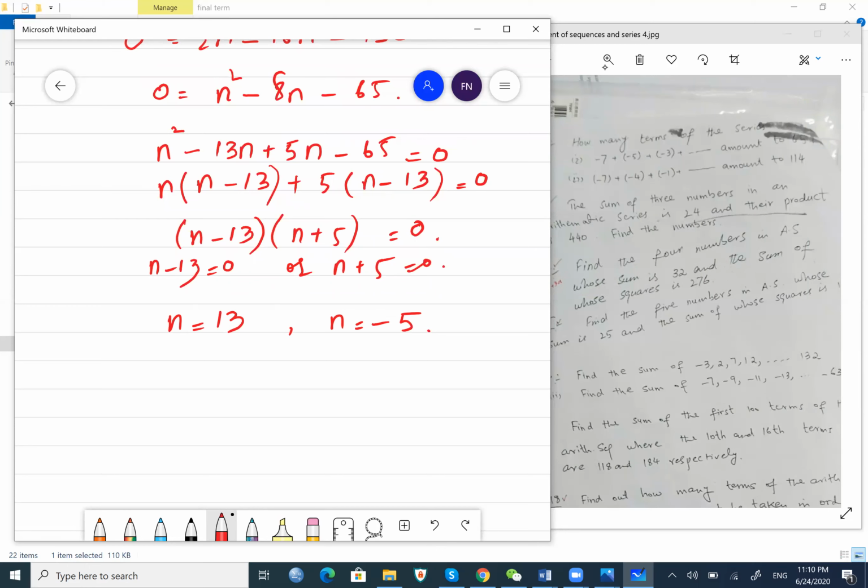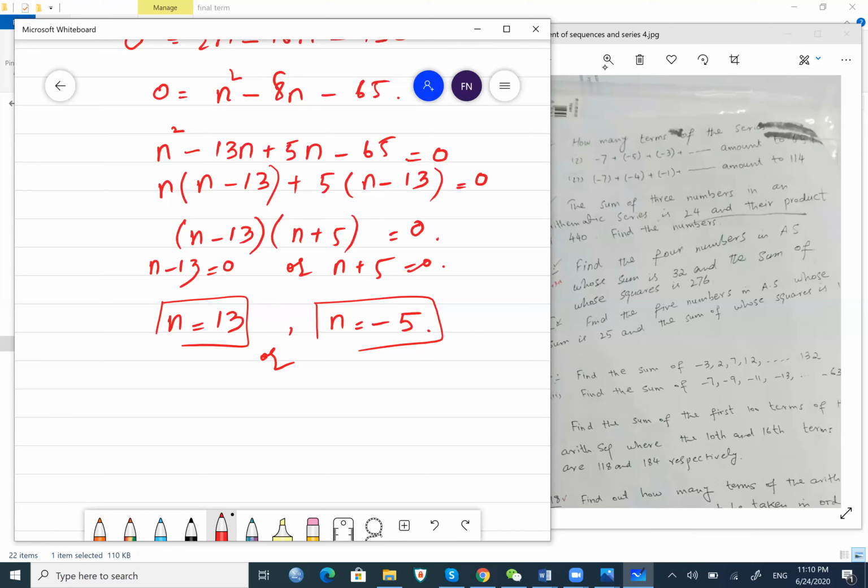So now you will tell me which one is the right answer, n equals 13 or n equals -5. Can we have -5? Can we have any negative number? No. Which one is correct? It has to be 13. Why not n equals -5? Because n cannot be a negative number. Very good. n cannot be a negative number.